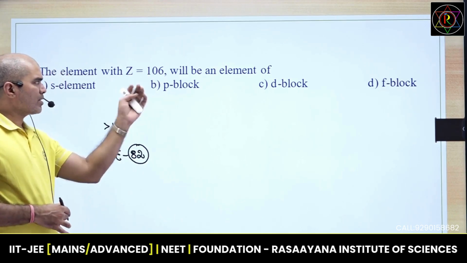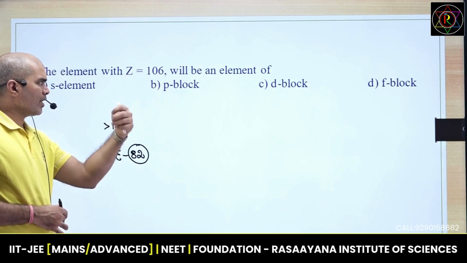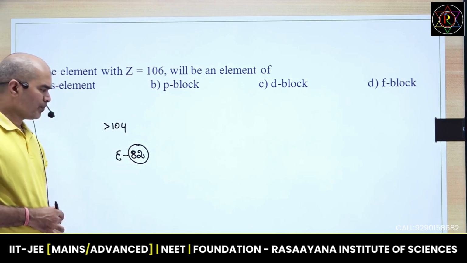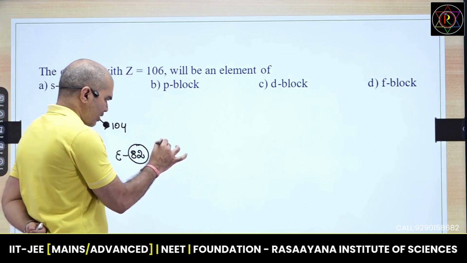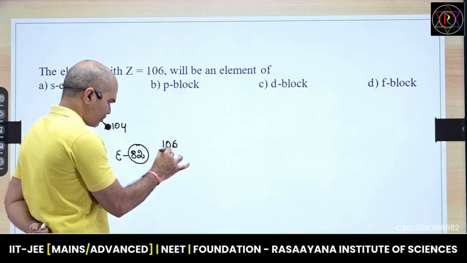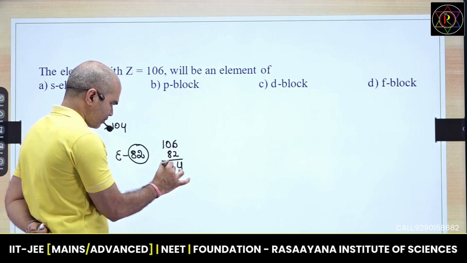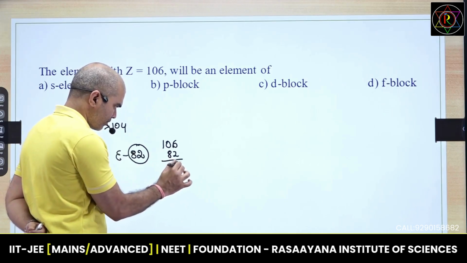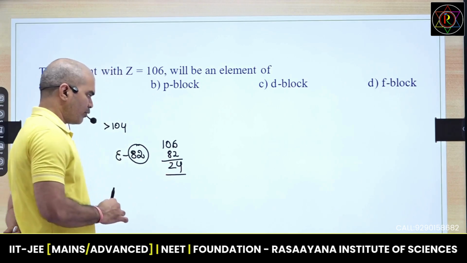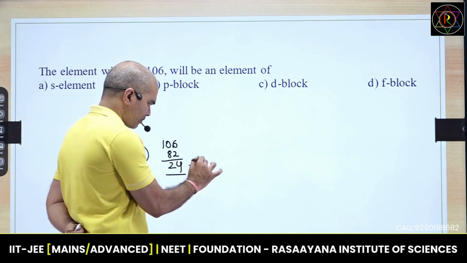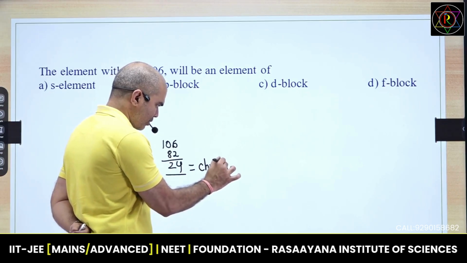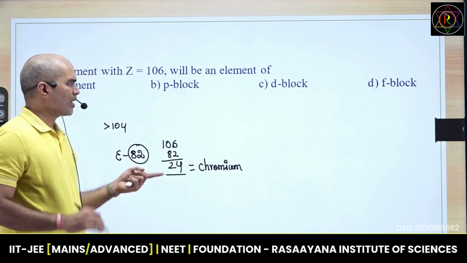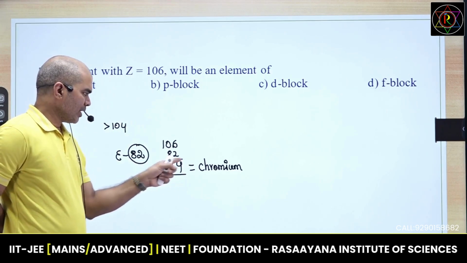So let it be 106, 107, 108, 109, 110 up till 118. Whatever element has been given to you, you subtract it from 82. So when I subtract it from 82, how much do I get? 24. 24 is chromium, right? So it belongs to chromium group. When it belongs to chromium group, that has to be a D block element.